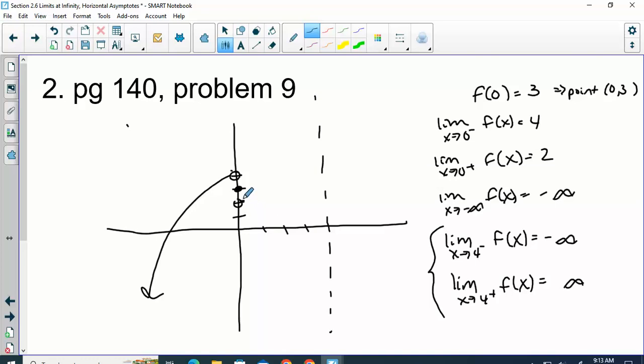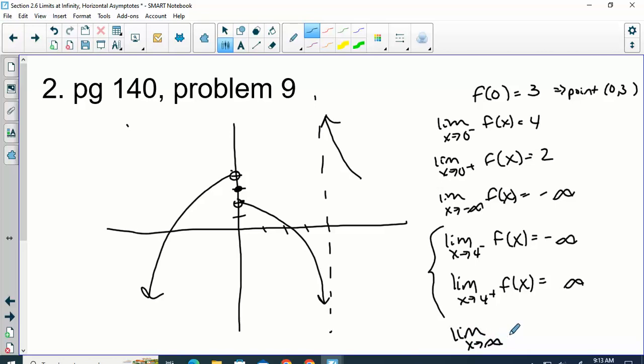And so as I'm coming in from the left, smaller than 4, it's going to negative infinity. And as I'm coming in from the right, it's going to positive infinity. And I don't really know what else it's doing yet, something like this. I just know that that's going up. And then to finish this piece, let's read the final condition.